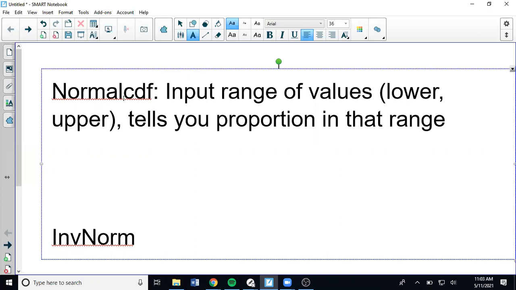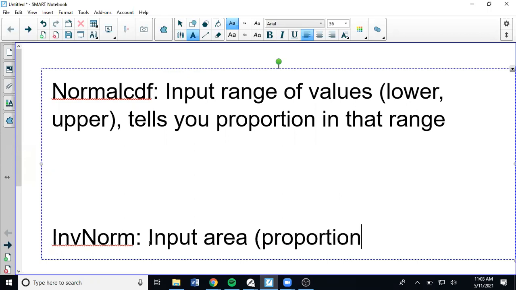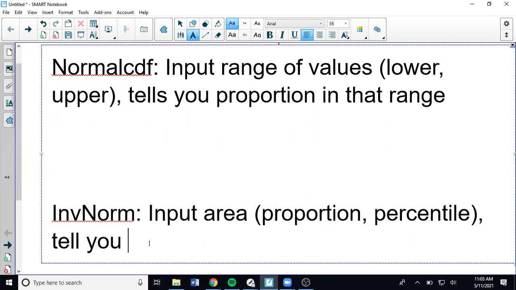Inverse t is, you guessed it, the inverse of that. It is the opposite. So for inverse norm, it's going to prompt you for area. You're going to input an area or a proportion or a percentile. That is the thing that you're putting in. So if the proportion, percentile, or probability is the thing you already know, then you're using inverse norm. And it will tell you the value at that percentile.